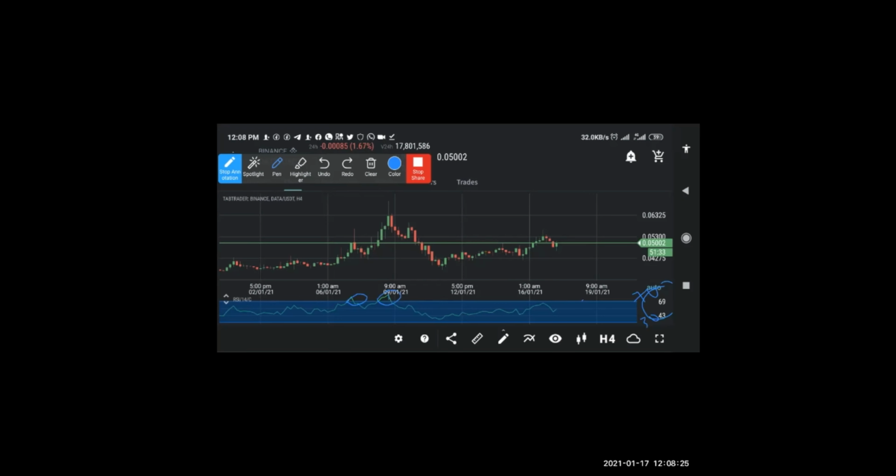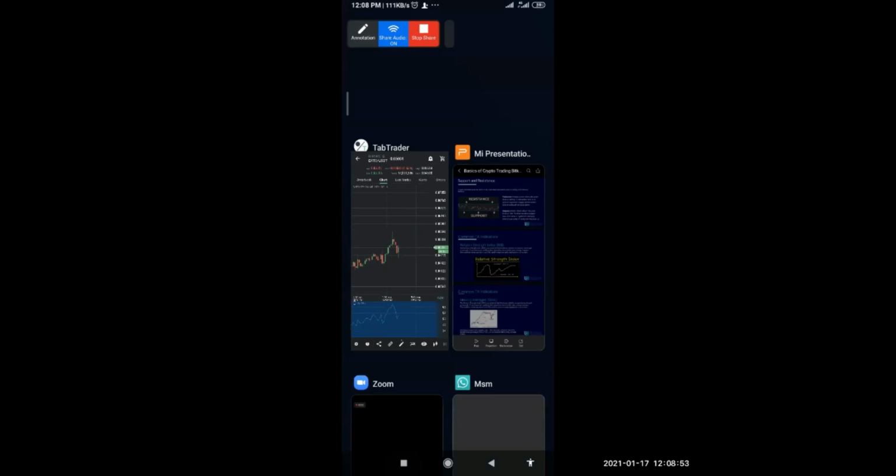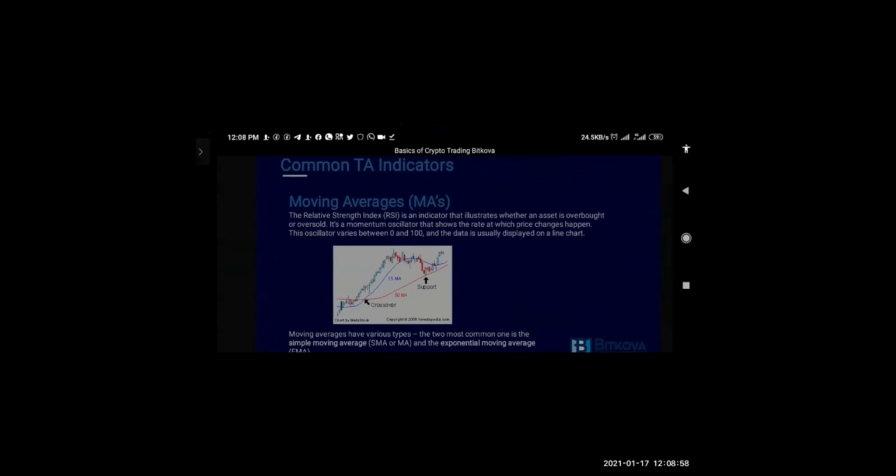And look at it here. When you draw a straight line, the straight line corresponds with the highest point here. Okay, so the same thing here. When you look at this particular place here, it corresponds with the lowest point on the RSI. So this is how we trade using the RSI indicator. Okay, we just activate it, and then we use it to analyze the market. Okay, then the next one is the moving average.